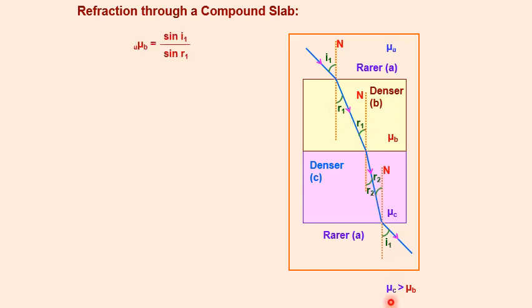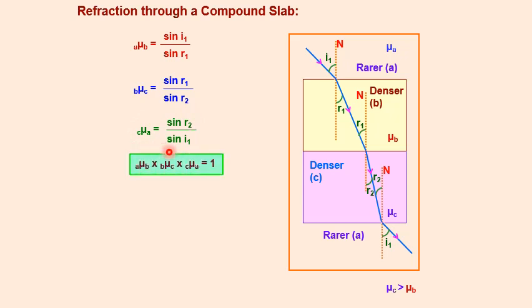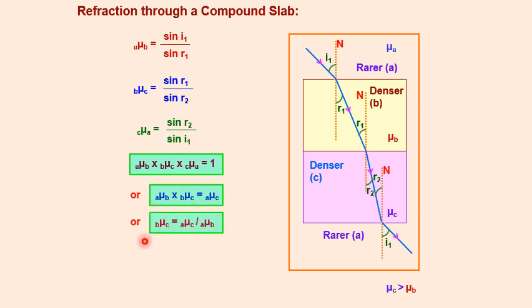So A mu B is equal to sin I1 upon sin R1, B mu C is equal to sin R1 upon sin R2, C mu A is equal to sin R2 upon sin I1. If we multiply these three, we will get 1. A mu B into B mu C into C mu A is equal to 1, or A mu B into B mu C is equal to A mu C, or B mu C is equal to A mu C upon A mu B.